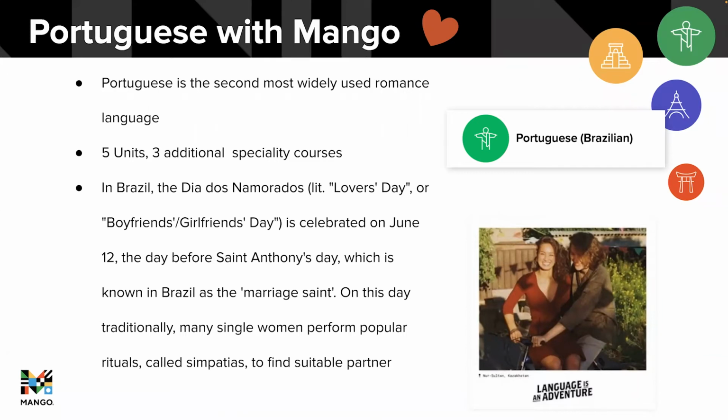So in Brazil, it is called Dia dos Namorados, which literally translates to Lover's Day or boyfriend/girlfriend's day. And it's actually celebrated on June 12th. So June 12th is the day before St. Anthony's Day, which in Brazil, St. Anthony is known as the marriage saint. So on this day, traditionally, many single women perform rituals, things that are called simpatias, as an attempt to find a suitable partner. So that's one of the traditional aspects of that people know historically.